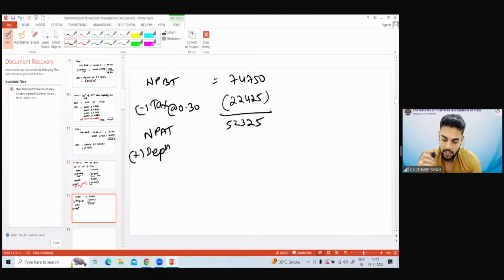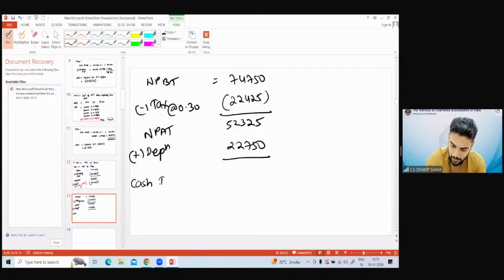But just to calculate the tax shield, we consider depreciation. Depreciation was 22,750. So my cash inflows per annum after tax comes to 75,075. Any queries till here, students? Bolo, any queries till cash inflows per annum?